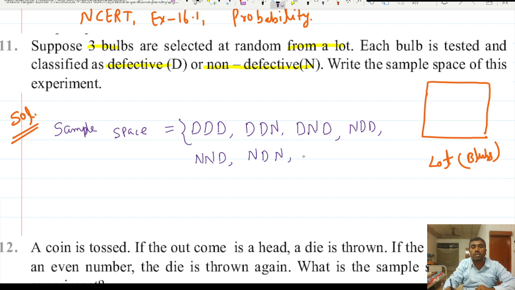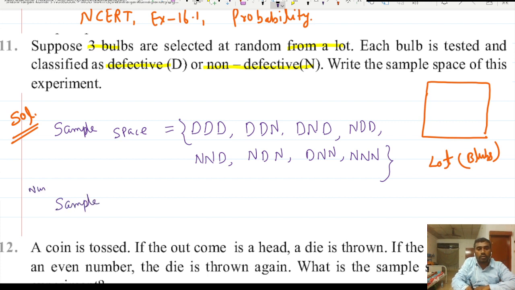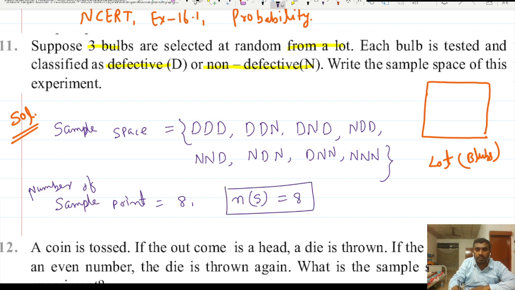Then it may be D, N, N. And one more case is possible, that all the bulbs are non-defective. So this gives a total of 8 cases possible with 3 bulbs selected from a lot. So what is the total number of sample points here? The total number of sample points is 8, or you can write that the total number of elements in the sample space is 8.